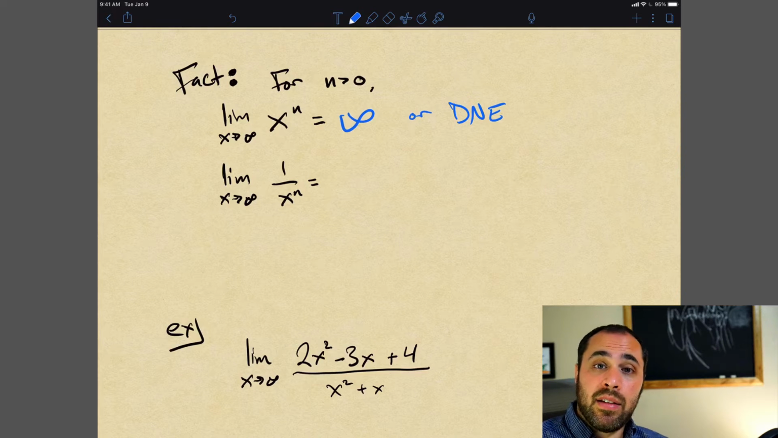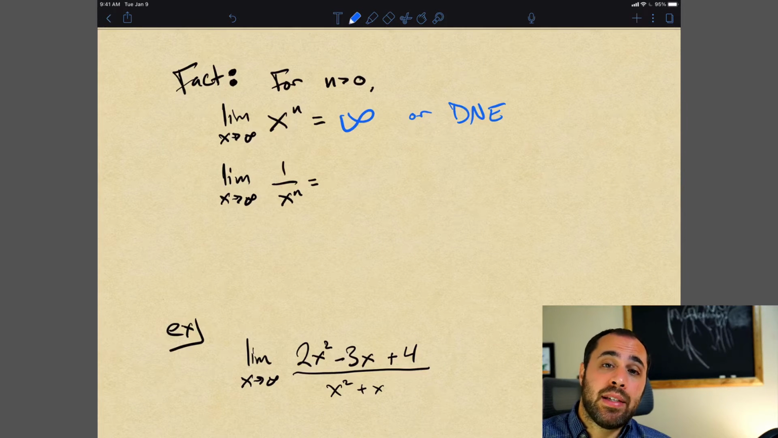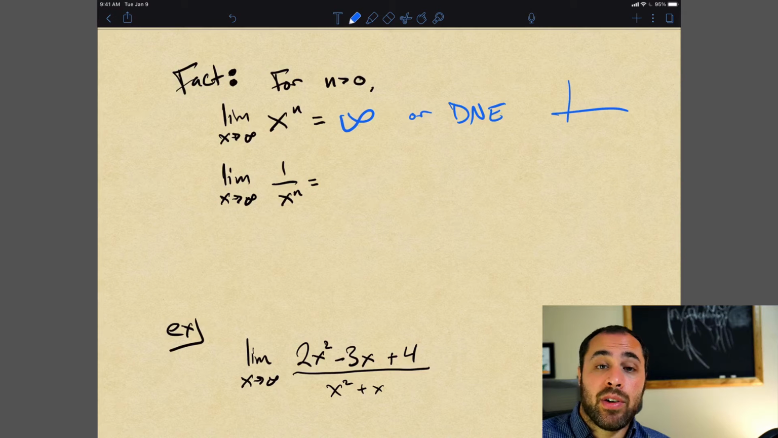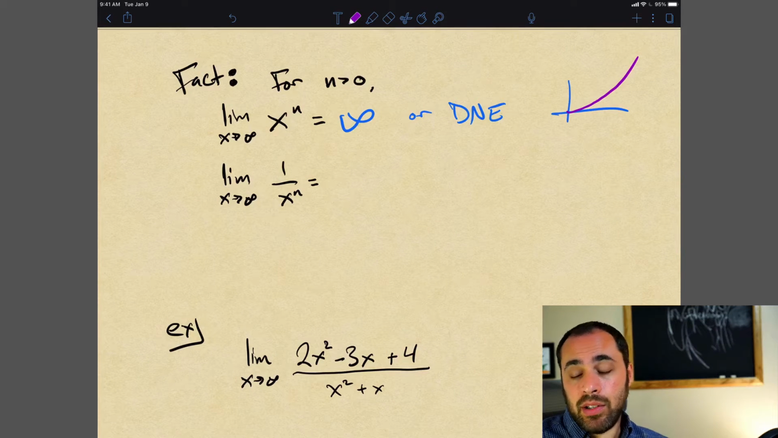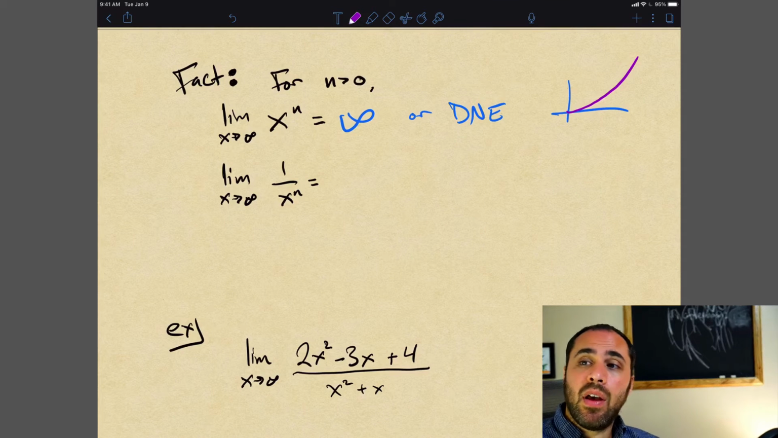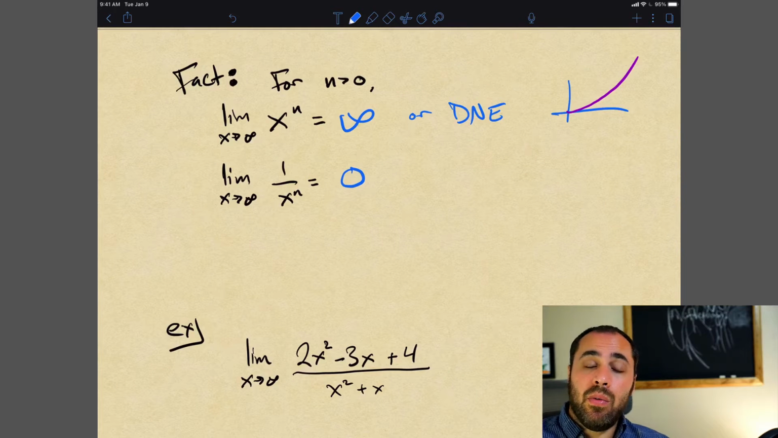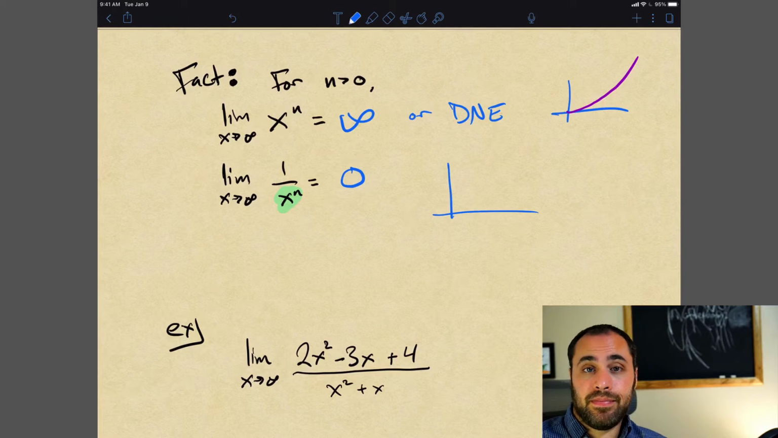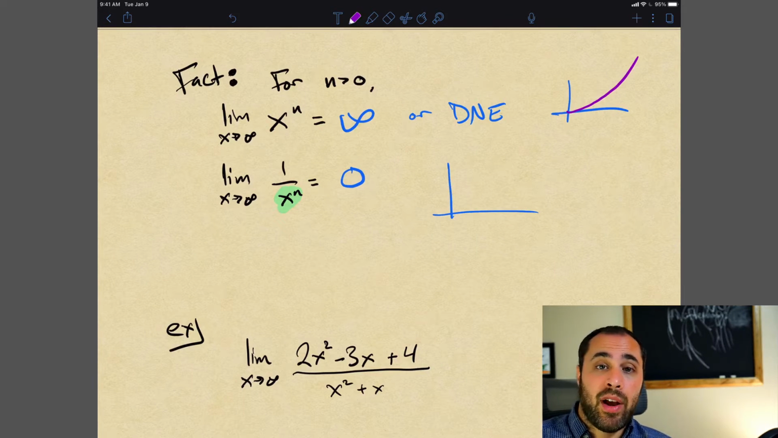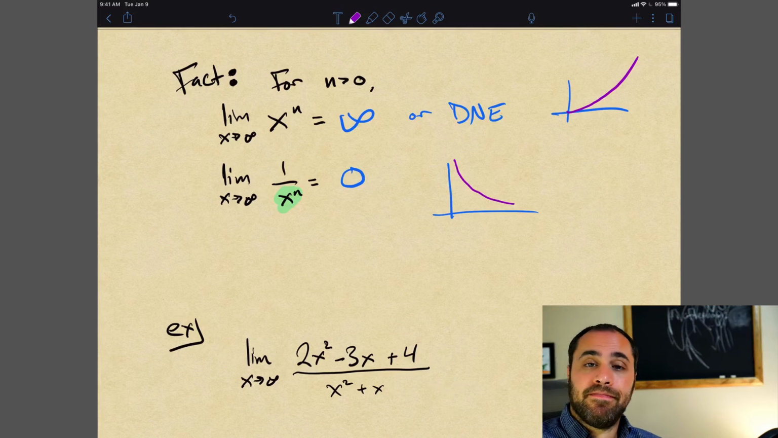So we can say that the limit equals infinity, or we can say that it does not exist. Either one is a correct thing to say. And a graph of a function like this might look this way. On the other hand, if we have 1 over x to the n, well, as the bottom of this fraction gets larger and larger, the fraction itself is getting smaller and smaller. So this limit is going to 0. And the graph might look something like this.